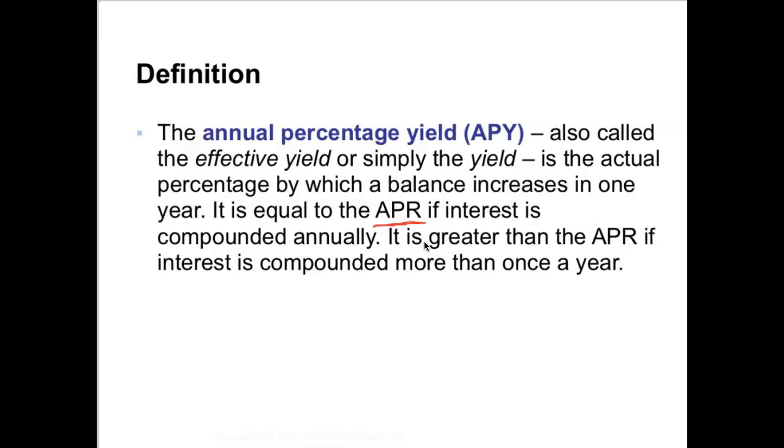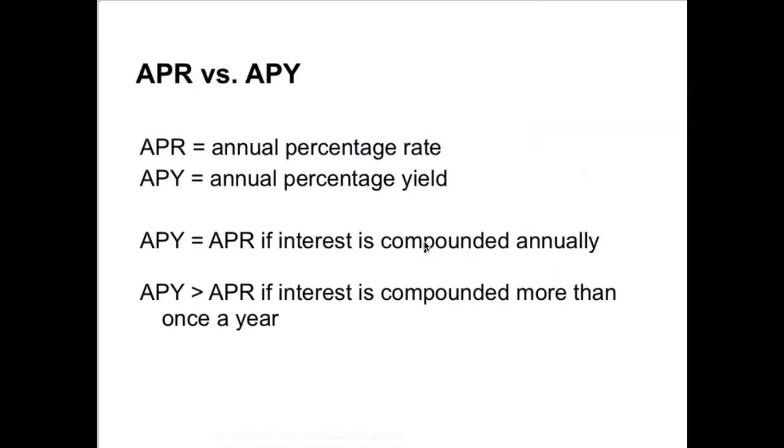All right. So this kind of sums up what that said. The APR is your annual percentage rate. The APY is the annual percentage yield. This is the true percentage that you've yielded on the account. Those two numbers will be equal if interest is compounded annually. If it's compounded more than once per year, then your yield is going to be larger than your annual percentage rate.